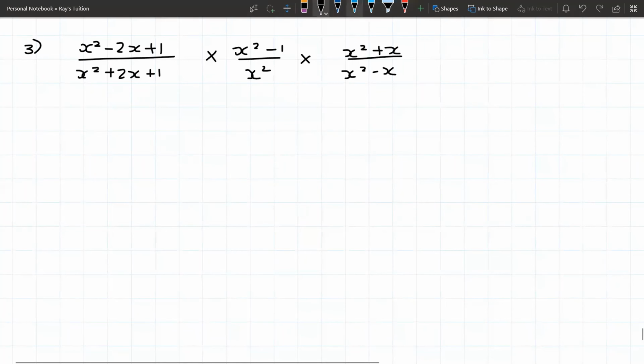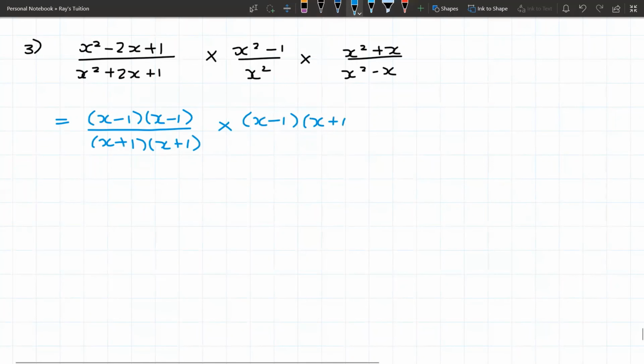Okay, so we can't cancel over plus or minus, so we're going to have to factorize first. So this here factorizes into x minus 1 times x minus 1. It's a trinomial square of x minus 1. The denominator is the trinomial square of x plus 1. So it's x plus 1 times x plus 1 times, in the numerator of this one here, what we have is the difference of two squares. So that's x minus 1 times x plus 1.